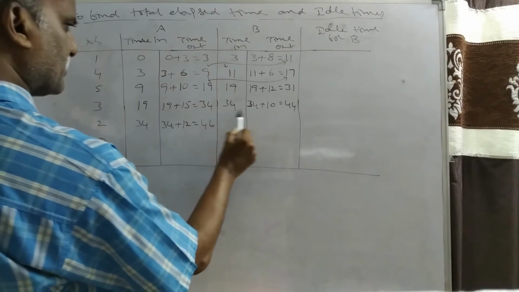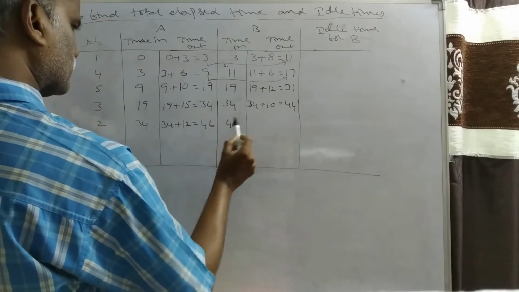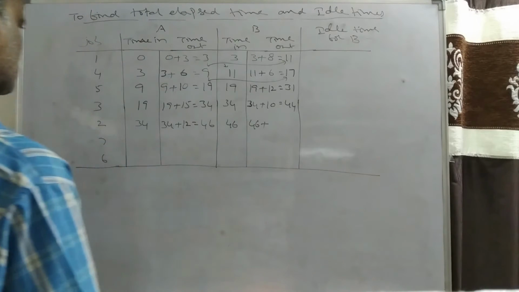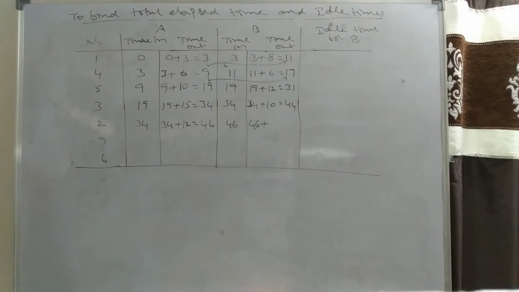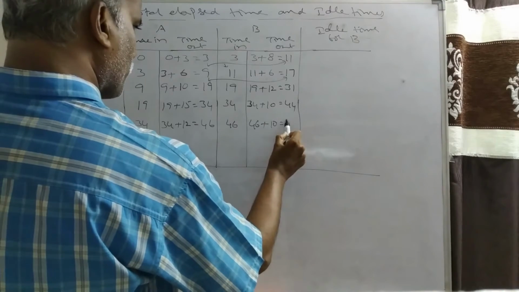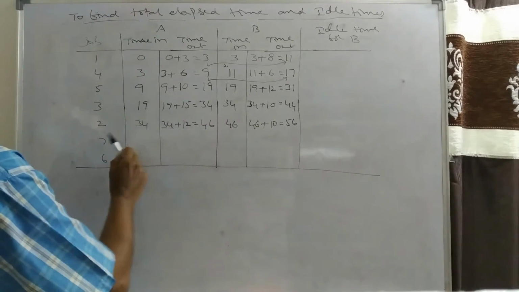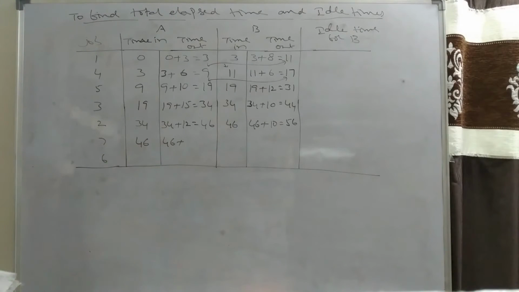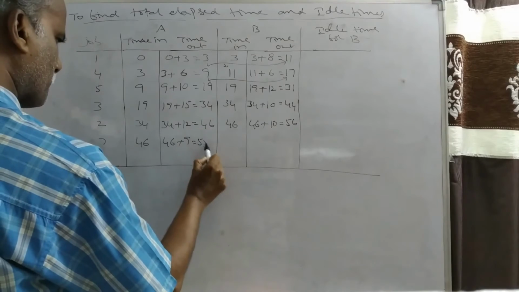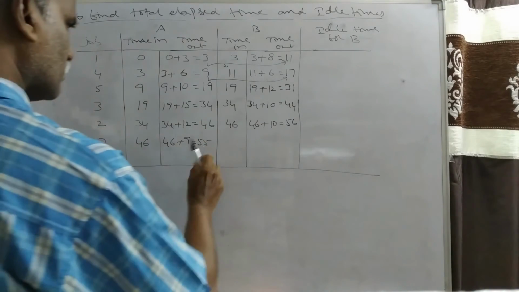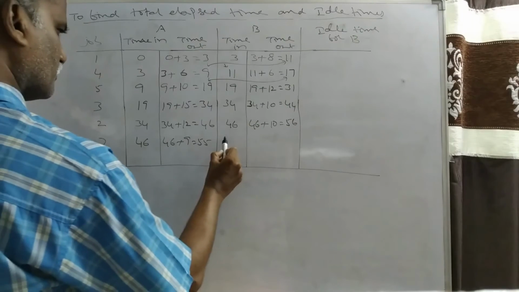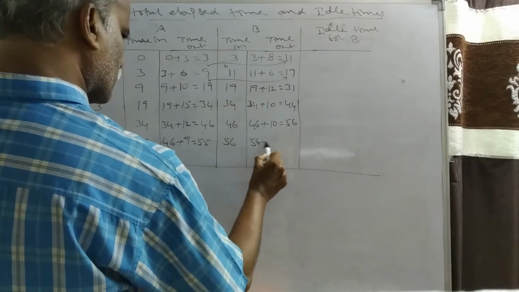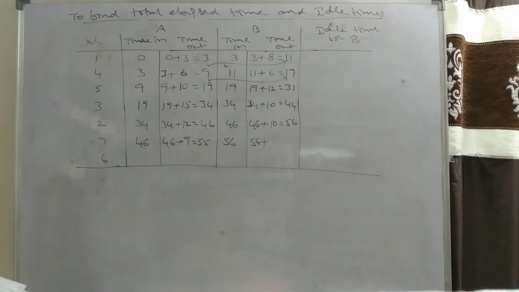46, so maximum of these two is 46. 46 plus duration of job 2 on machine B, 10, is 56. Next, this is 46. 46 plus duration of job 7 on machine A, 9, is 55. Maximum of these two is 56. 56 plus duration of job 7 on machine B, 3.